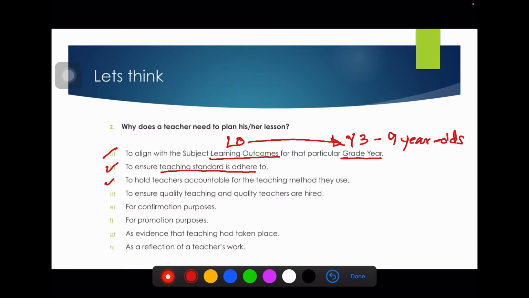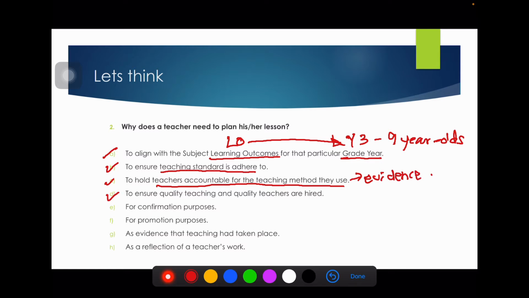And then to hold teachers accountable for the teaching method they use. If it is not recorded, then the teacher might not be able to produce evidence that he or she had learned and taught using, let's say, flipped classroom. So there must be evidence.